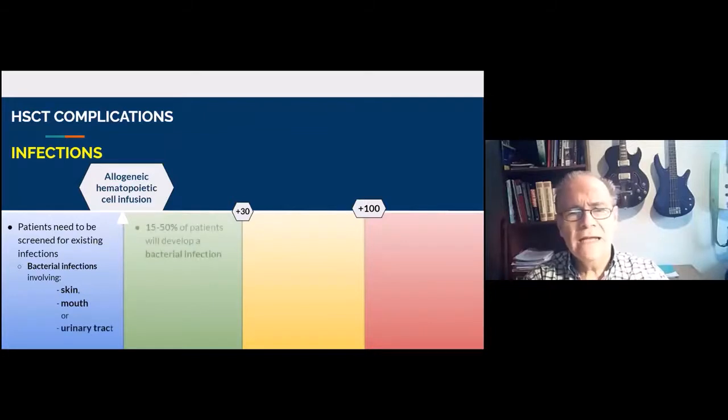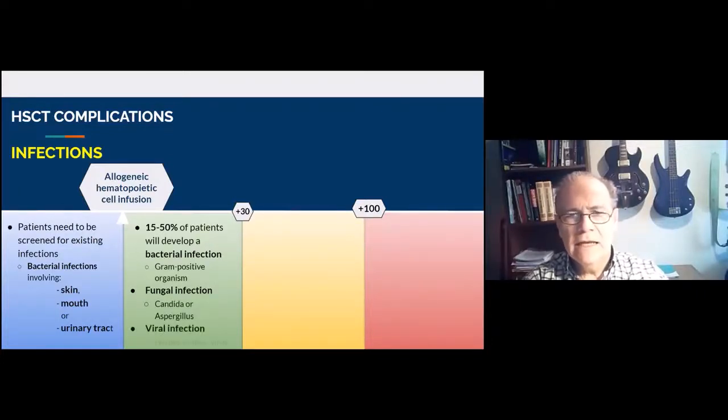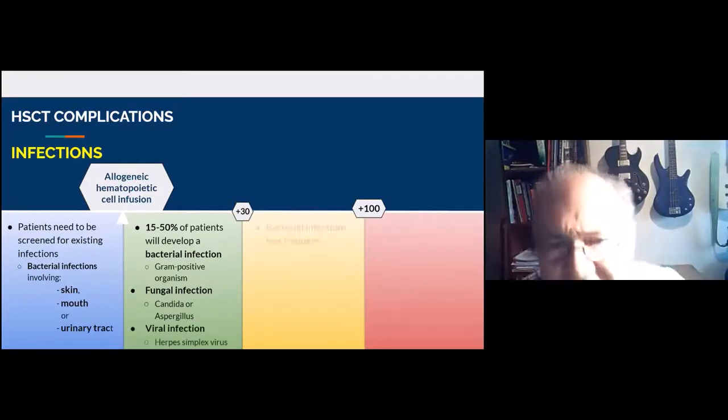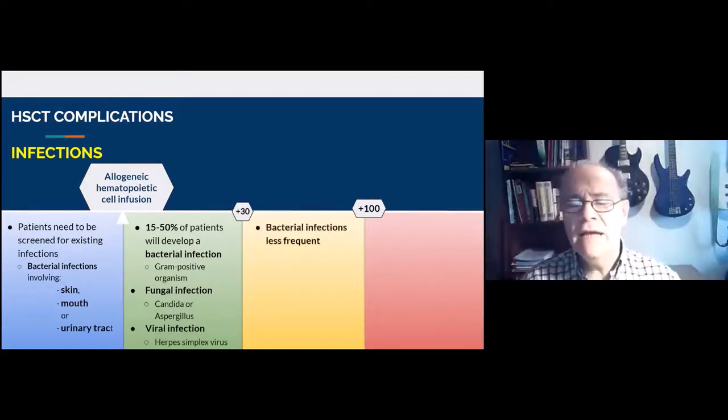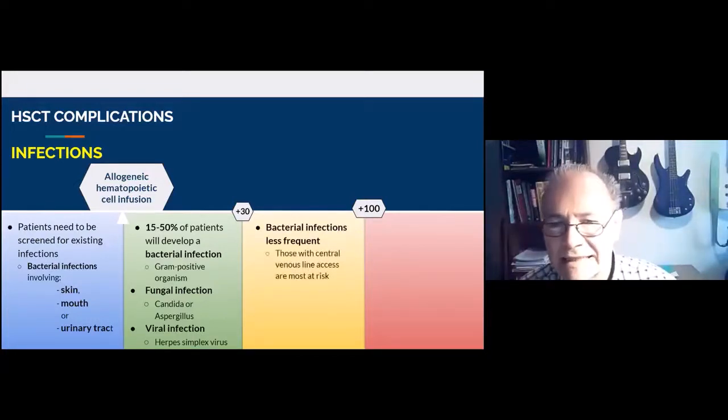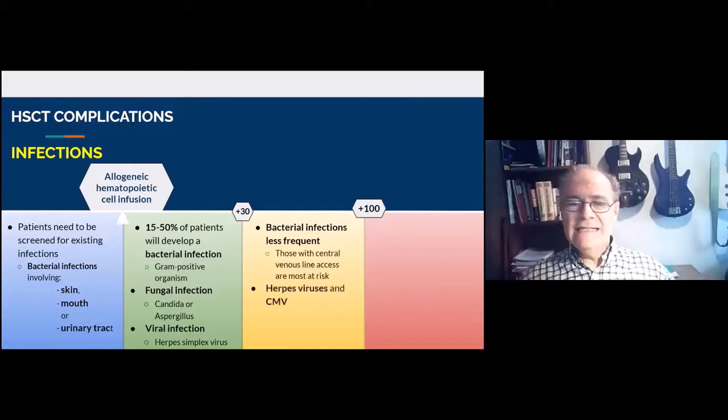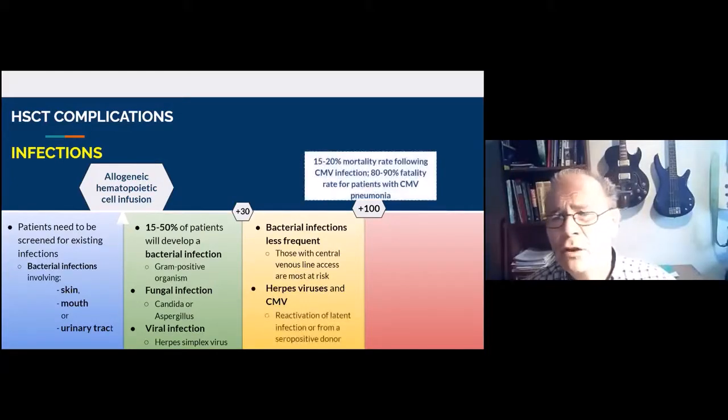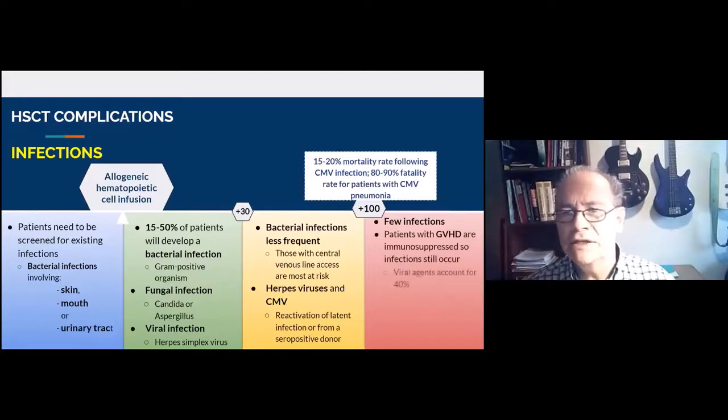After the infusion, up to 50% of patients will develop bacterial infection, gram-positive organism, fungal infection, especially Candida albicans, and viral infection. Therefore, after day 30, bacterial infections are less frequent, except in those patients with central venous line access, herpes virus, and cytomegalovirus. There is a 15 to 20% mortality rate following cytomegalovirus infection, and up to 90% mortality when they have cytomegalovirus pneumonia.